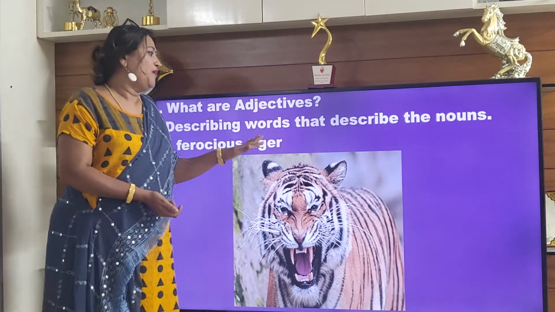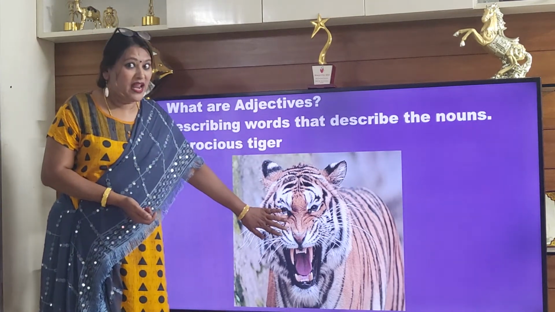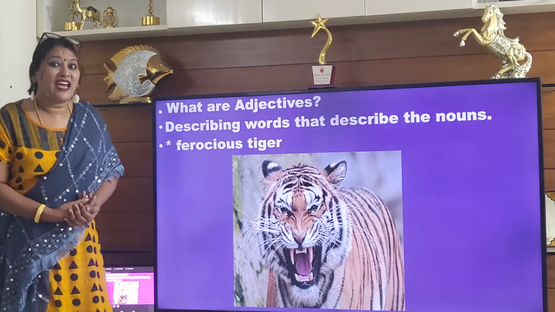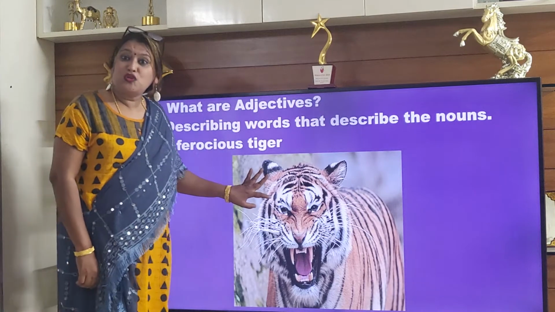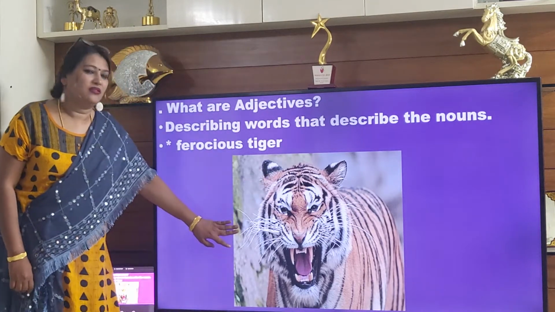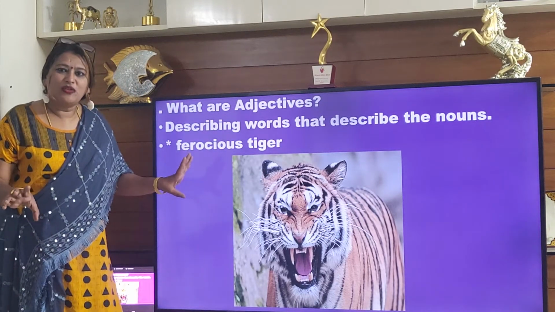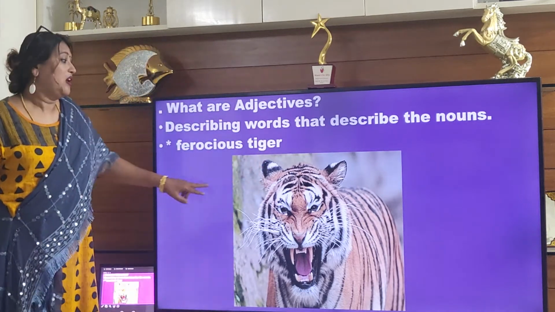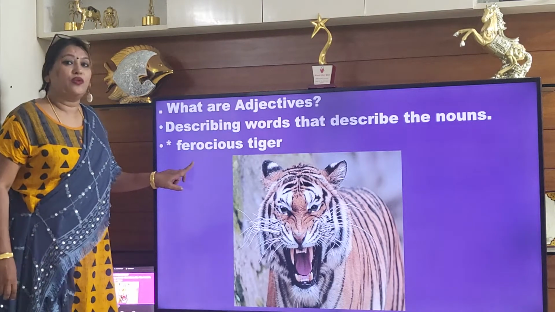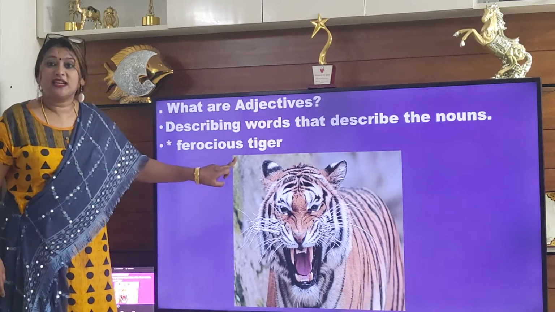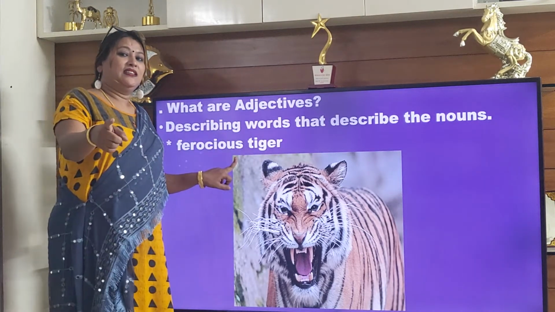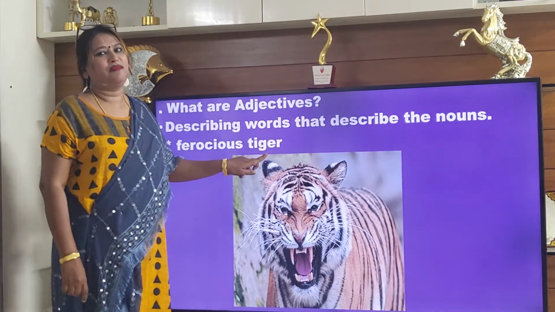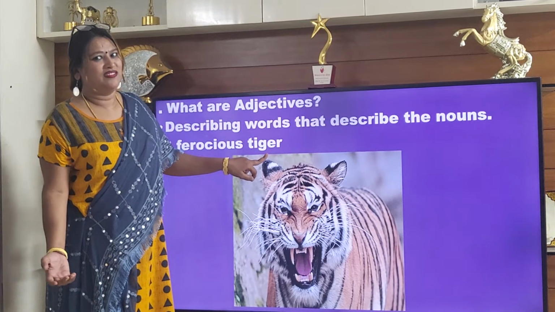So as of now, we are talking about an animal. Which animal, dear? Tiger, right? So how is the tiger? The tiger is ferocious. Can you see the picture? Angrily looking out for a prey. It's so hungry, right? It's looking for its prey. So how is the tiger? The tiger is ferocious, wherein the word ferocious serves as an adjective here. And tiger is a noun, right?